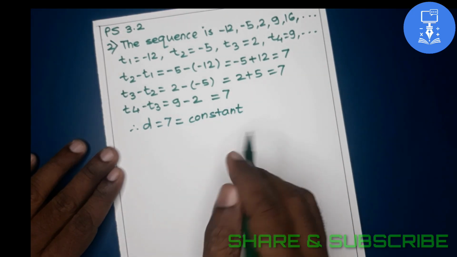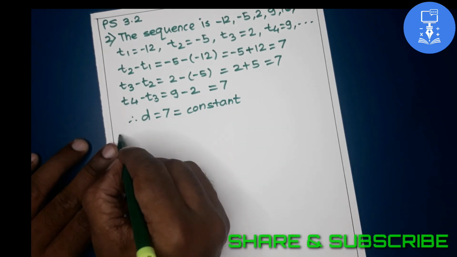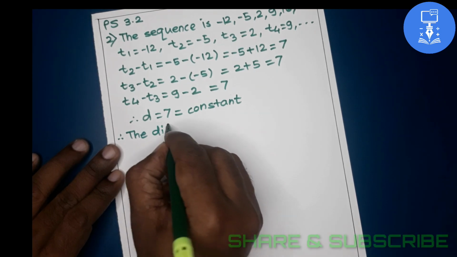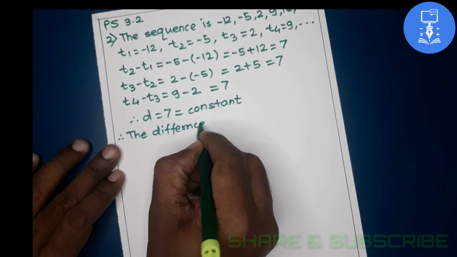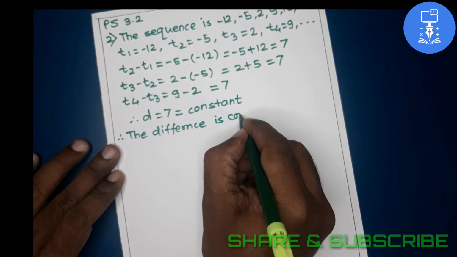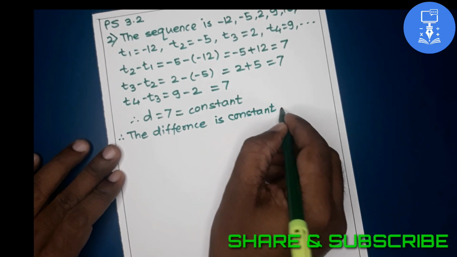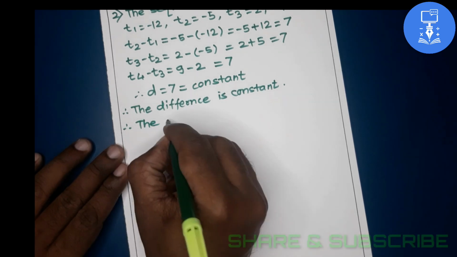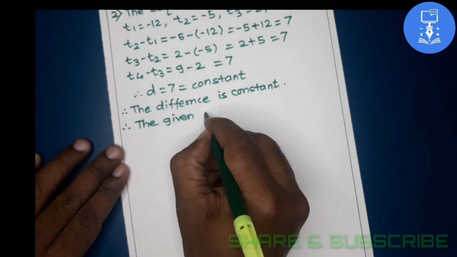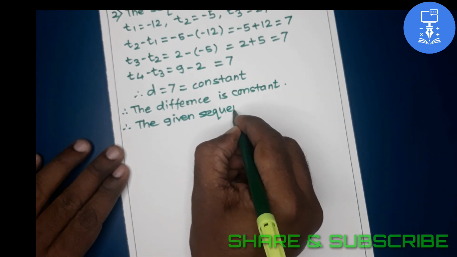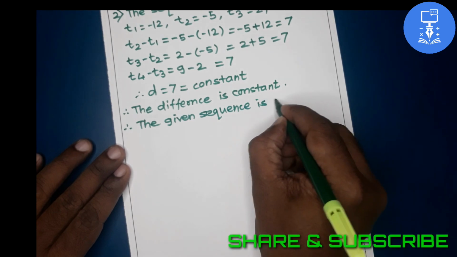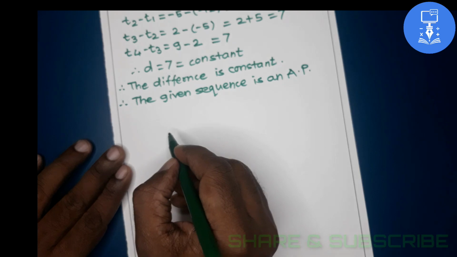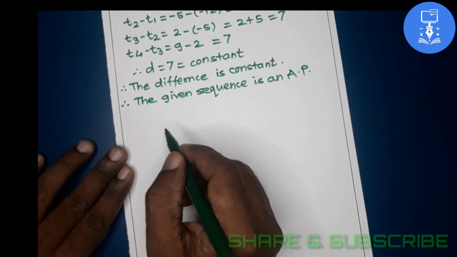Every time the common difference is constant, so we write here the difference is constant, therefore the given sequence is an AP. Okay, so now the second part. Now we have to find the 20th term.